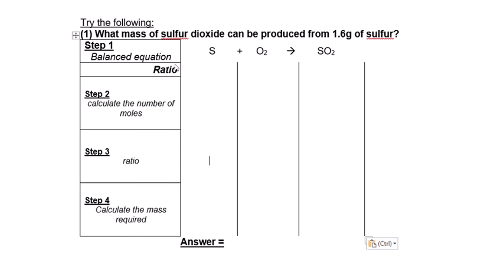So the first additional example we'd given you was this: what mass of sulfur dioxide can be produced from 1.6 gram of sulfur? And you remember the first thing that we always do is we look for our ratios. So our ratios in this case, 1 to 1 to 1. So 1 sulfur combines with 1 oxygen to produce 1 sulfur dioxide. Number of moles. So read the question carefully. We've got 1.6 grams of sulfur, and we're asked what mass of sulfur dioxide. So we're going to go between these two columns. So we're going to work out the number of moles of sulfur. We're going to work out how much sulfur dioxide has been produced.